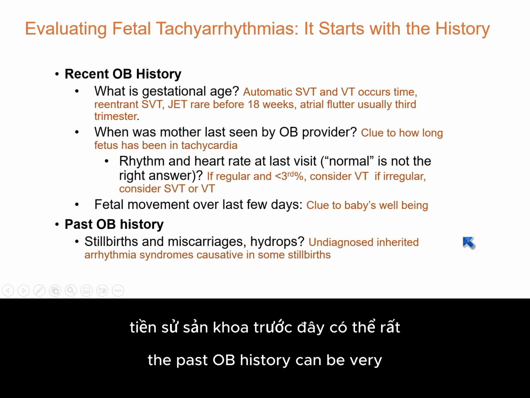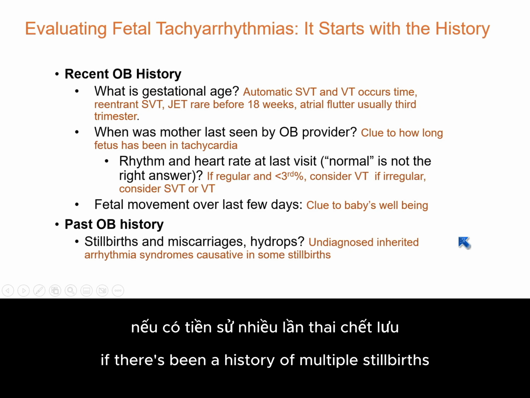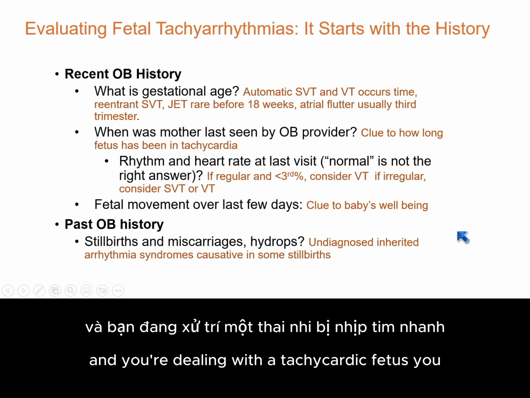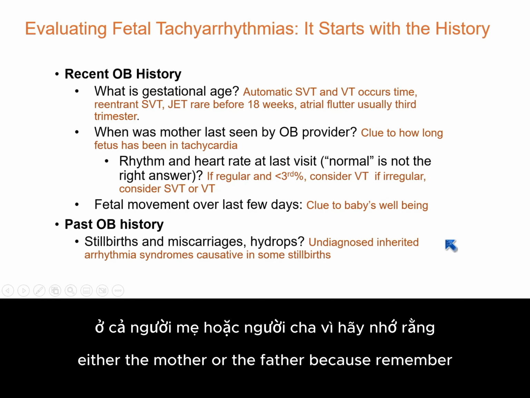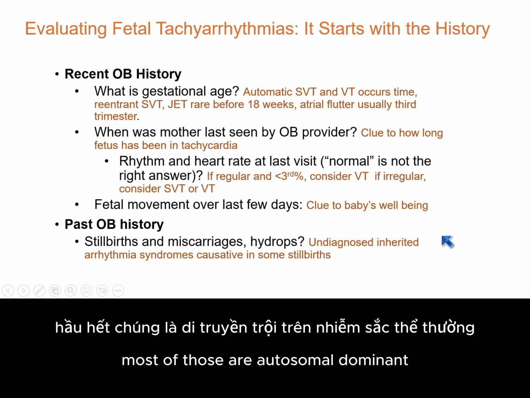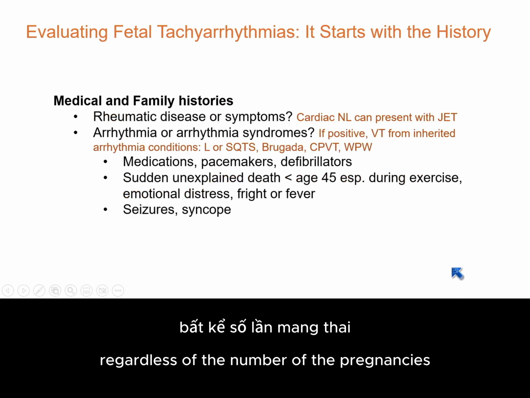The past OB history can be very, very important, because if there's been a history of multiple stillbirths and miscarriages and you're dealing with a tachycardic fetus, the mother may have an undiagnosed inherited arrhythmia syndrome, either the mother or the father, because remember, most of those are autosomal dominant, so they have a 50% chance of occurring regardless of the number of the pregnancies.